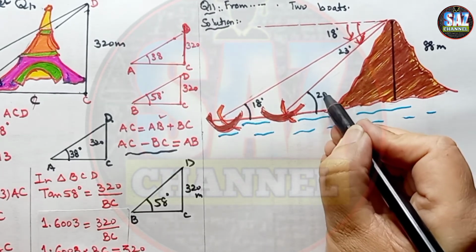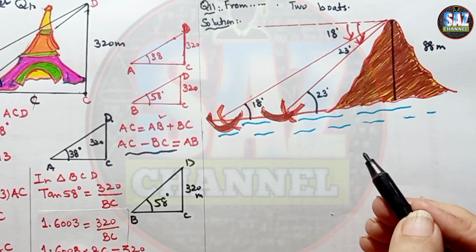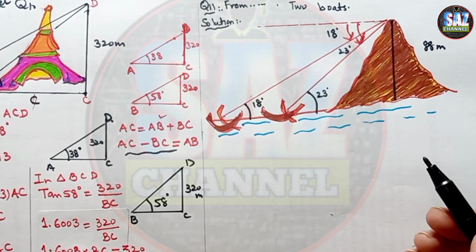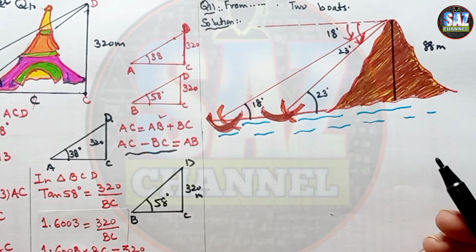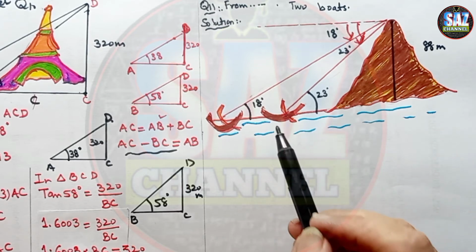I hope you are clear how we are making use of alternate angles and how we are turning the angles of elevation into angles of depression, because we cannot apply the trigonometric ratios without the angle of elevation inside the triangle.